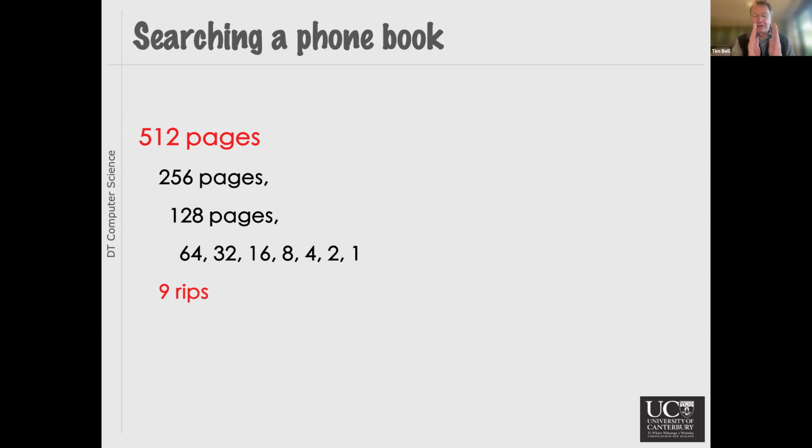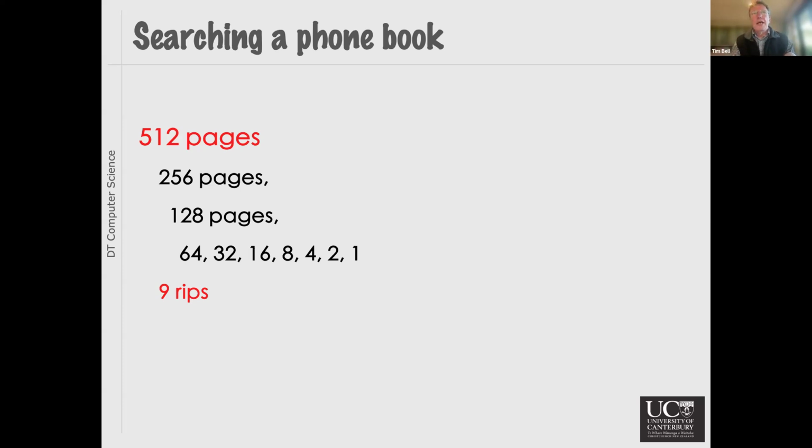Does Smith come before or after that middle page in the alphabet? And then they choose which half it's in. And for that half, does it come before or after that page? So each time they're dividing the number of pages in half. If there were 512 pages in a phone book, after the first page they look at, they'll end up with 256 pages to deal with. And then they go to the middle of that, they'll end up with 128, then 64, then 32, and they can work out those numbers.